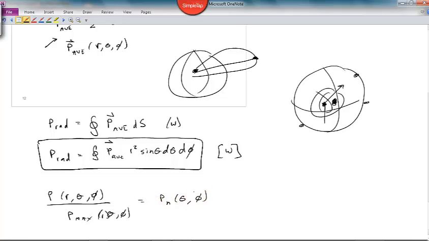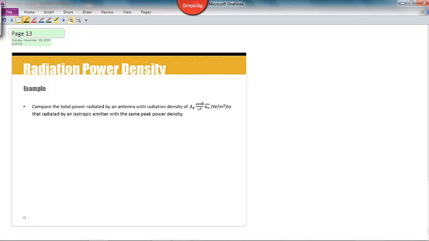If we take 10 log of that, it's in dB, so it can either be unitless or in dB. And this really is what we're plotting on the radiation plots, this normalized power pattern right here. So let's do an example to maybe understand that a little bit.